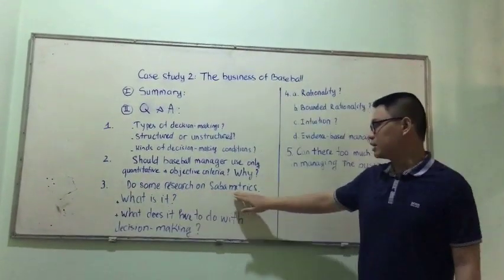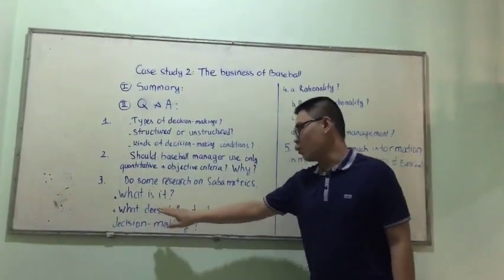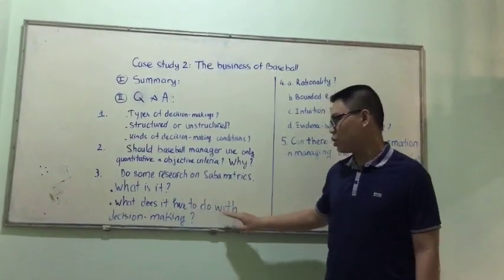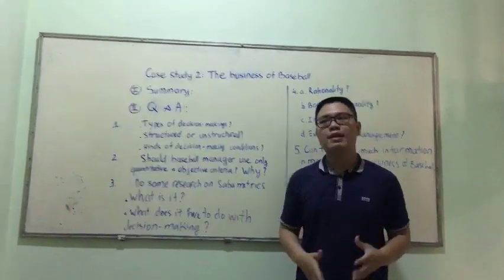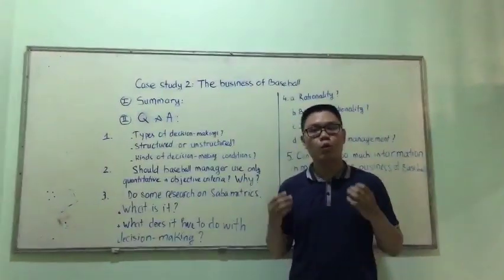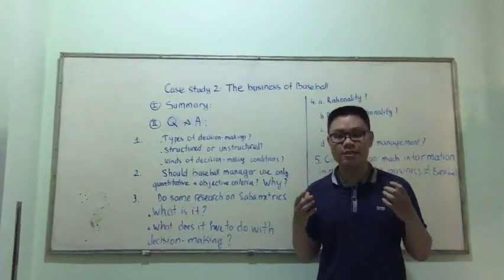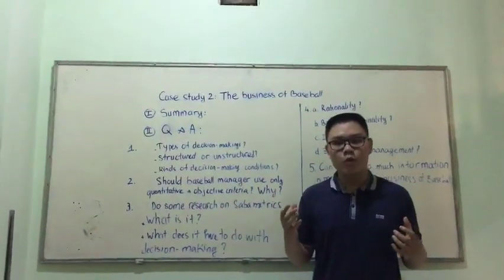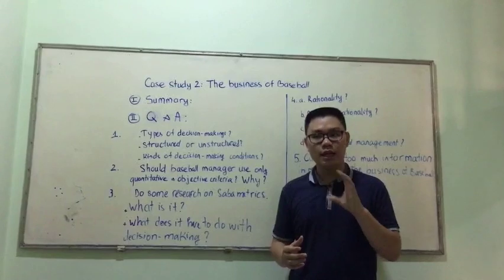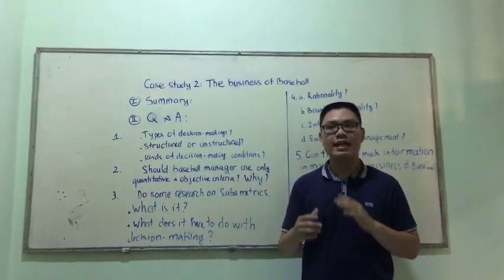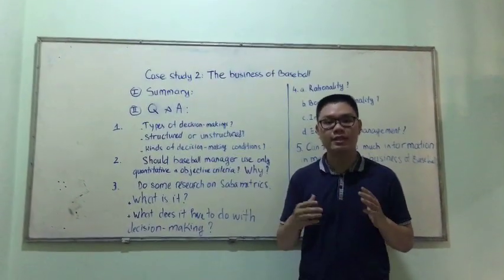Do some research on sabermetrics. What is this, and what does this have to do with decision making? Actually, it's the right statistic to collect the wisdom of baseball insiders, which shows on-base percentage and slugging percentage as indicators of a player's offensive potential.